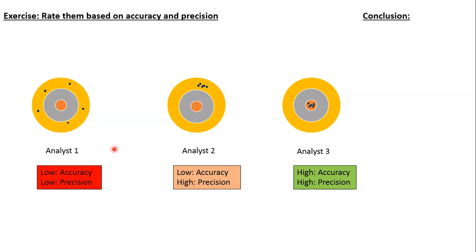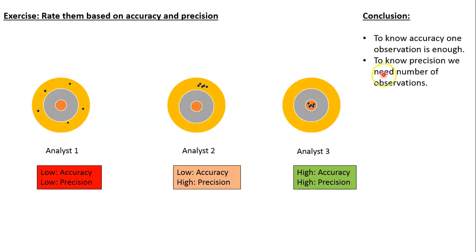So I'm sure you must have got some idea about what is meant by accuracy and precision by using this diagram. Now what we conclude from this slide is that to know accuracy, one observation is enough. That means if I had given analyst 1 a single chance, and his hit was here, I can easily say, even looking at one hit, whether it is accurate or not. But in order to comment on the precision, I need to have a set of values. So one observation is not enough for precision. That's what is mentioned over here. To know precision, we need more observations.